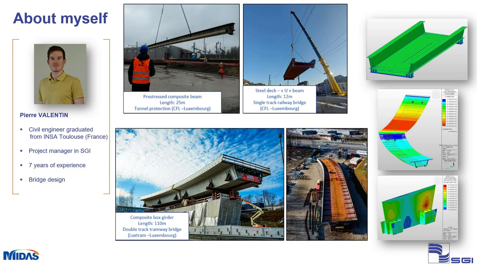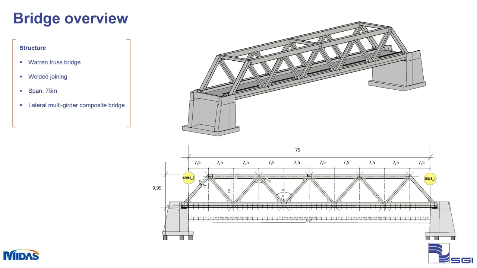Now let's focus on this webinar's subject, the warren truss bridge. Here are some extracts of the Revit model of the bridge. Bridge span is 75 meters and the assemblies between beams are welded. As a result, fixed boundary between elements will be applied. There are 5 bottom chords and 4 top chords. Length of these elements is 15 meters. As you can notice, 3 upper lateral struts stabilize the top chords, which are under compression.